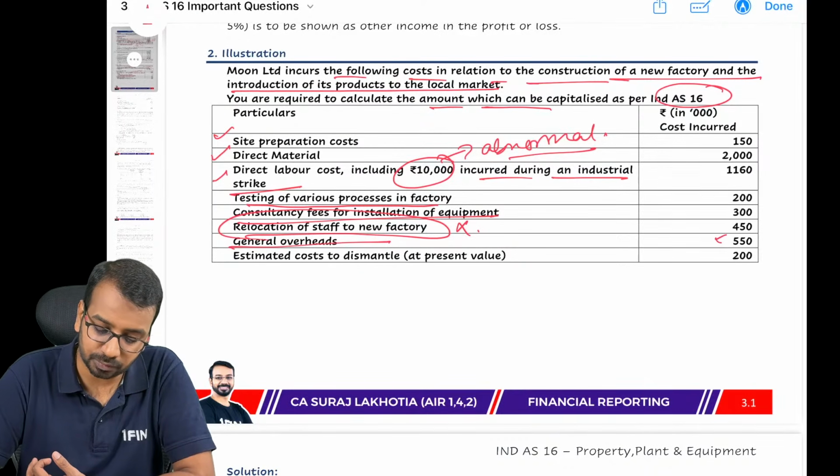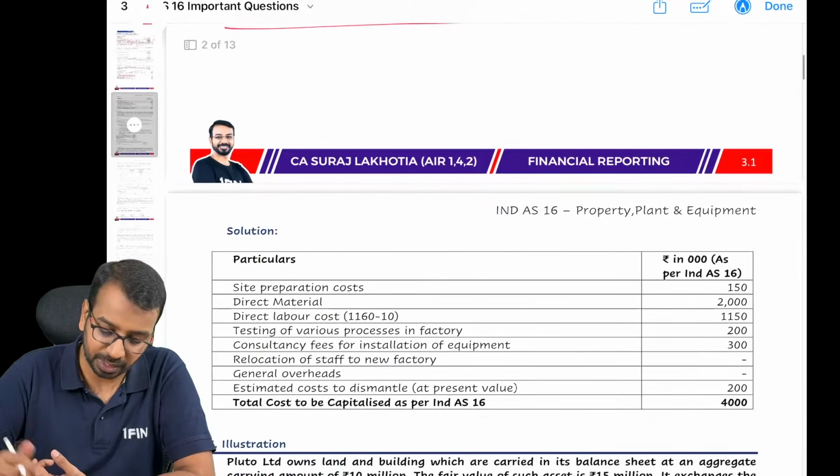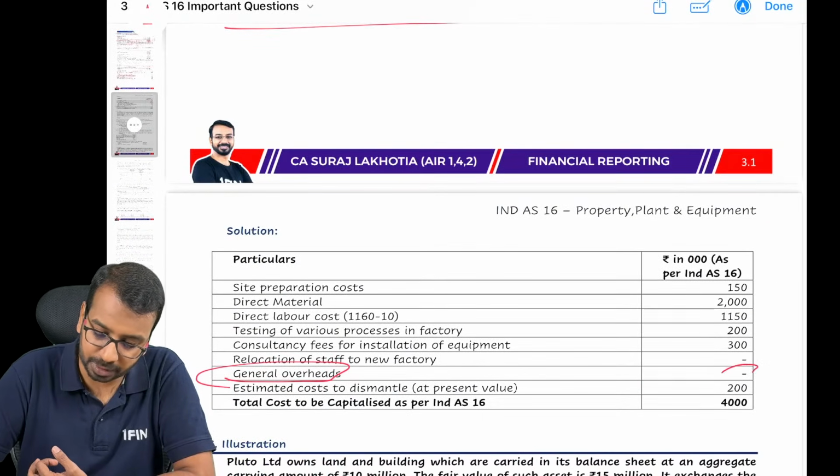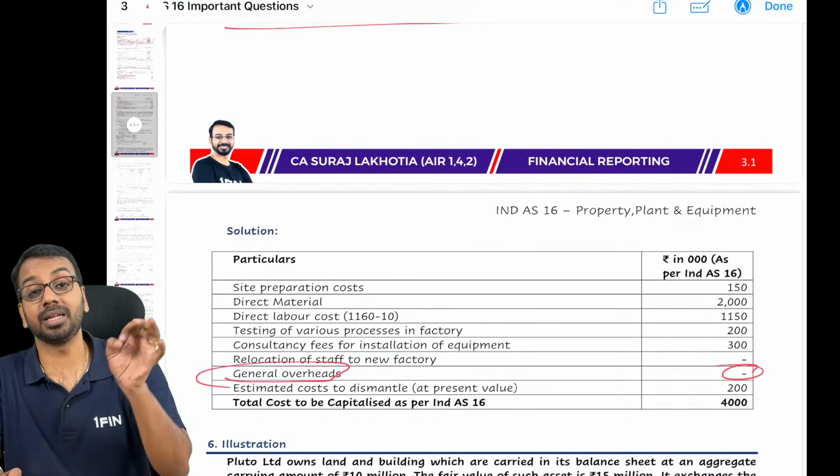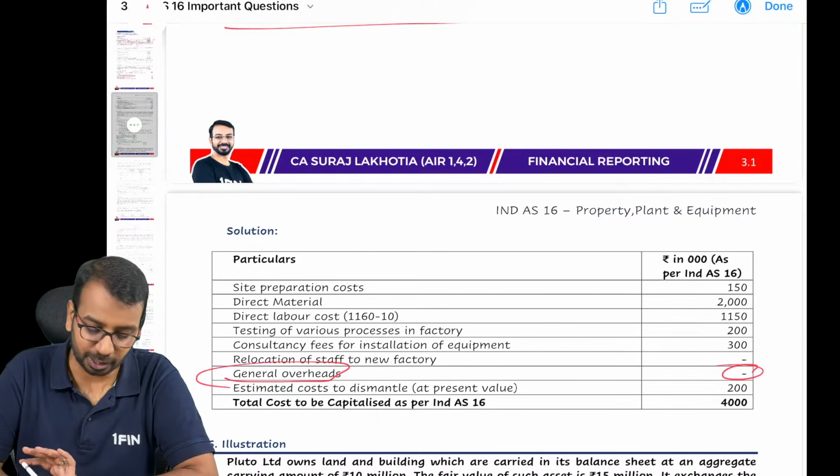General overheads and estimated cost to dismantle. Now here, general overheads will not be considered because those are not given to have been incurred for the construction of the factory.